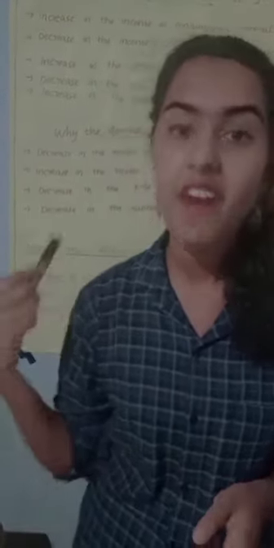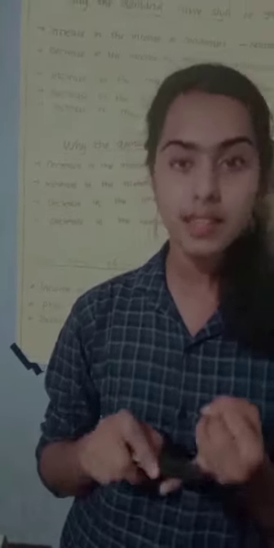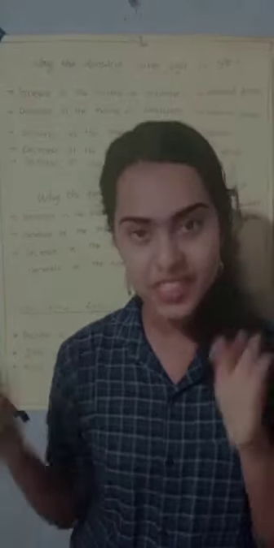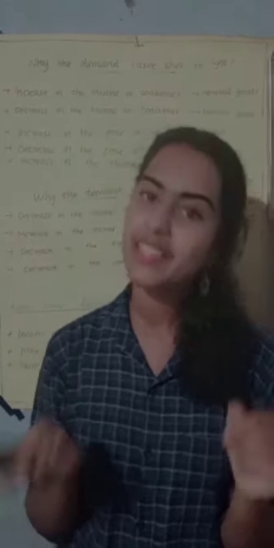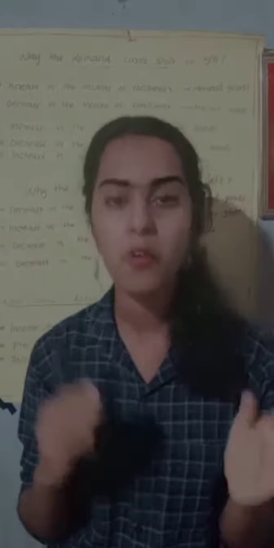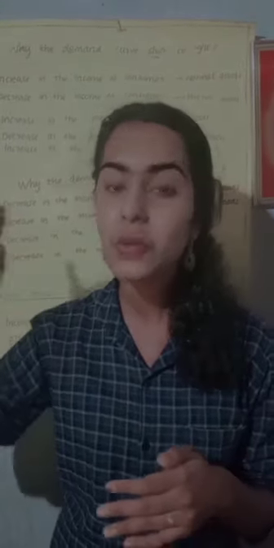Now let's look. What are the reasons for the shift of demand curve to the right? The reasons are increase in the income of consumer in the case of normal goods, decrease in the income of consumer in the case of inferior good, increase in the price of substitute good, decrease in the price of complementary good, and increase in the number of consumers. These are all factors affecting the shift of demand curve to the right.